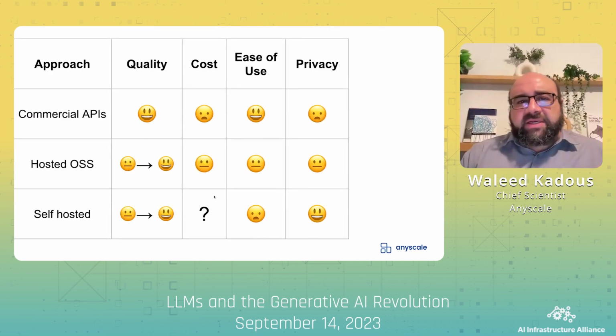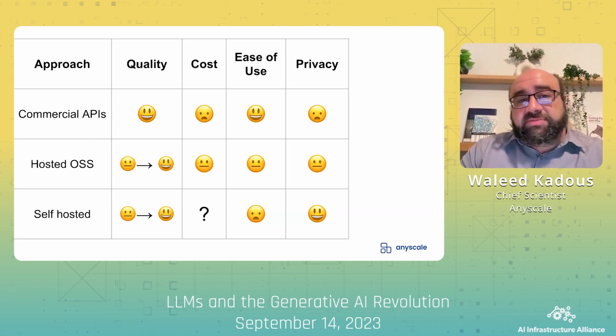So the way I think about it is if your axes are quality, cost, ease of use, and privacy, each one of these different options has different pros and cons. And we're going to go through each of these. But I thought this would be a good summary for you to come back to in future. And as you think about, like, what are the right trade-offs? What's the most important thing for me here?